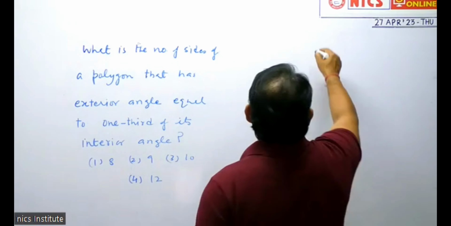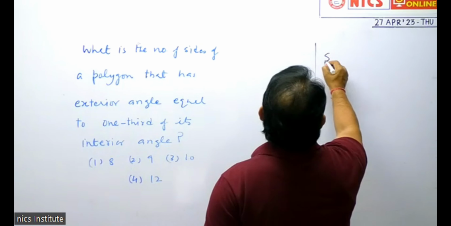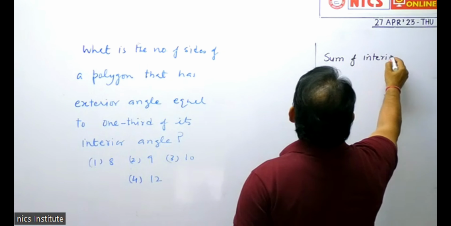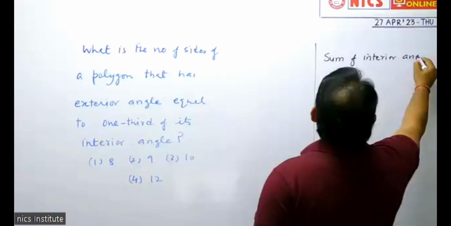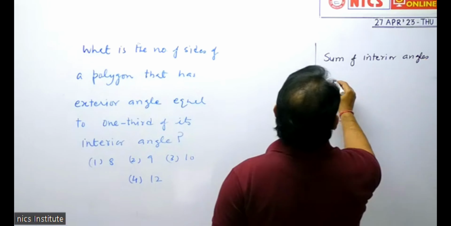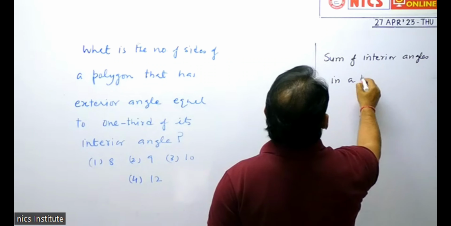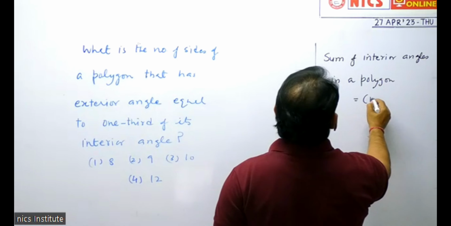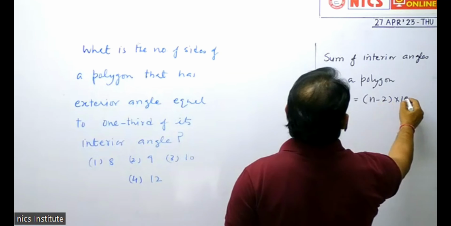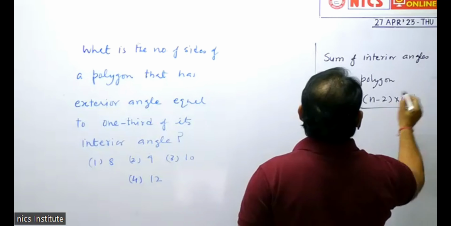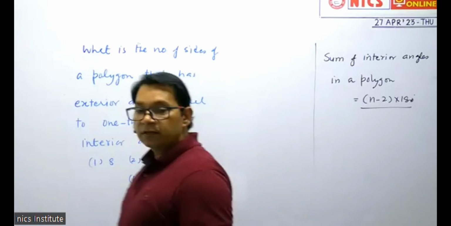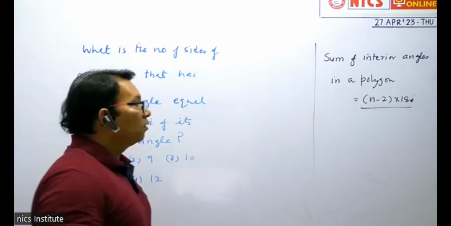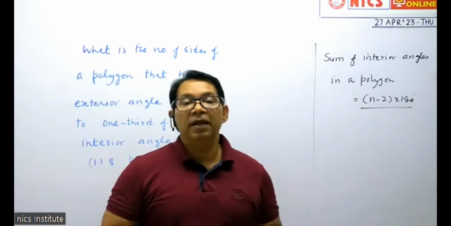You know that the sum of interior angles in a polygon is always (n minus 2) into 180 degrees, where n is the number of sides of the polygon. And this formula holds true whether it is a regular polygon or an irregular polygon. (n minus 2) into 180.